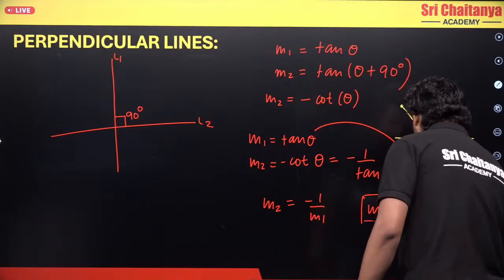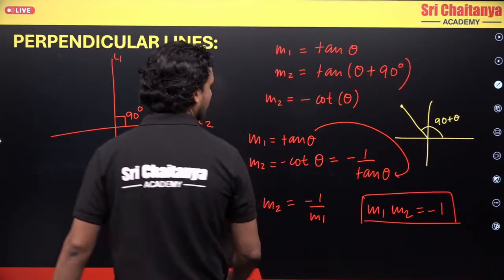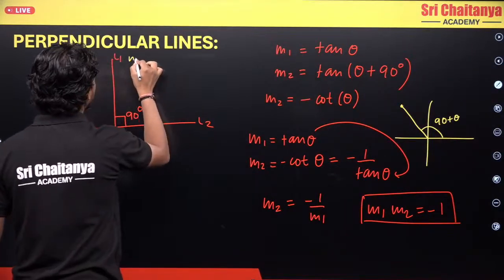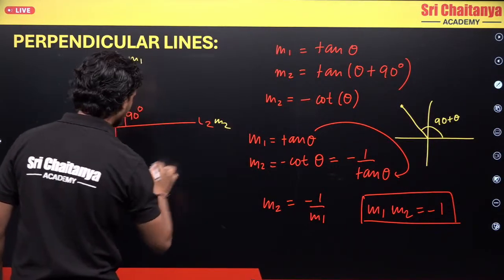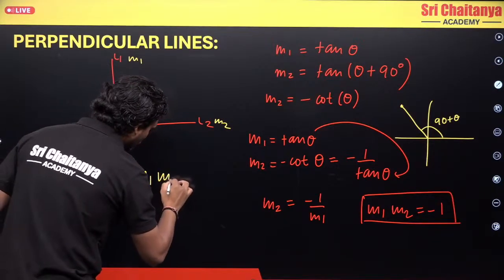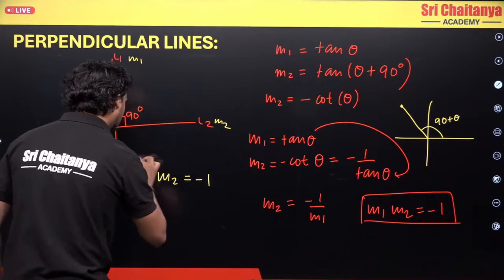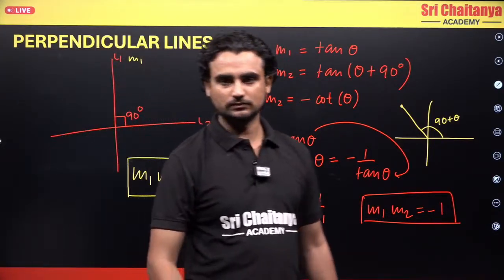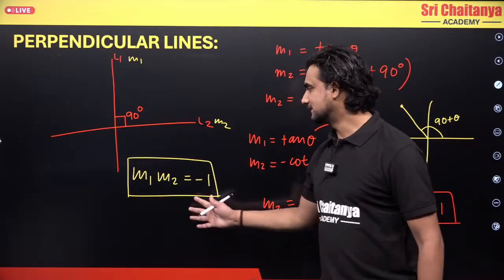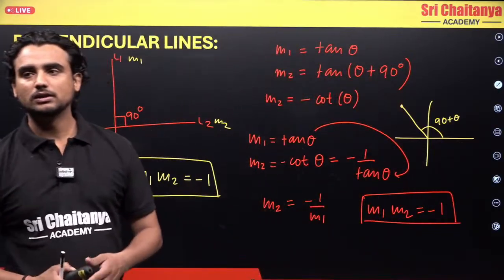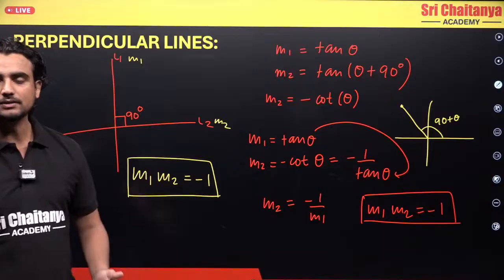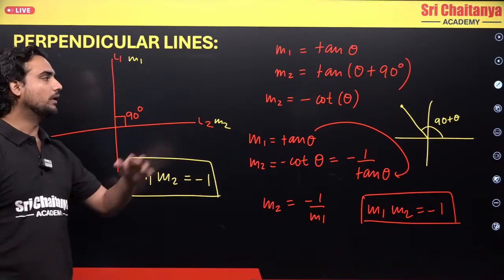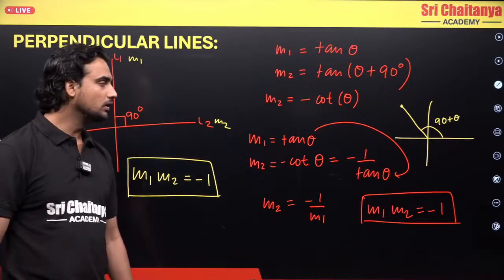This is a very important condition. For two perpendicular lines with slopes m1 and m2, the condition is m1 into m2 is equal to -1. That is, the product of the slopes of the two straight lines gives me -1. This concept is also important. If two lines are parallel, the slopes are equal. If two lines are perpendicular, the product of the slopes will be equal to -1. This is what you should remember.